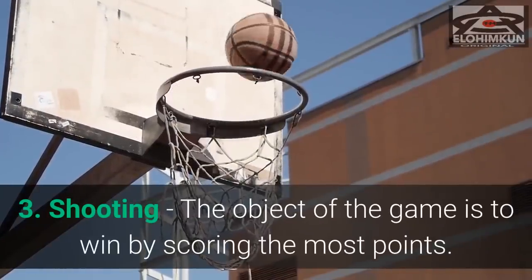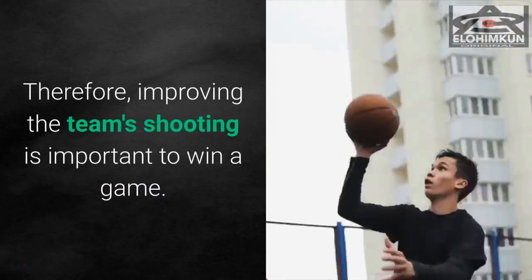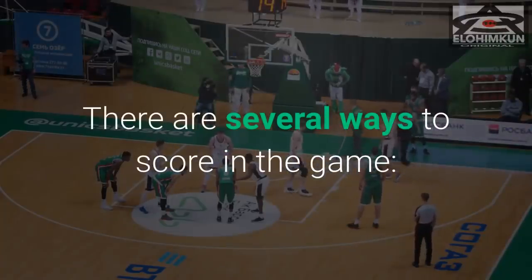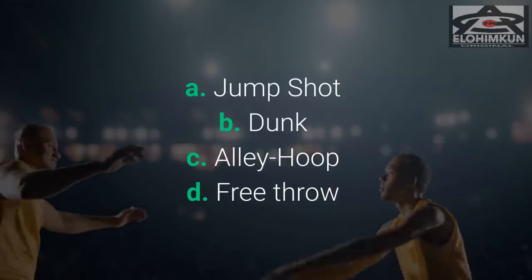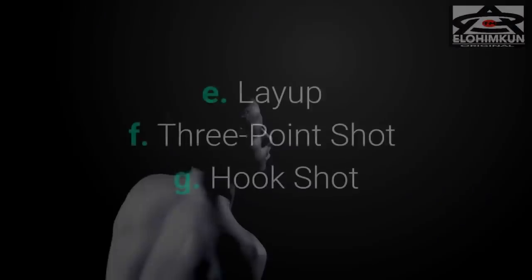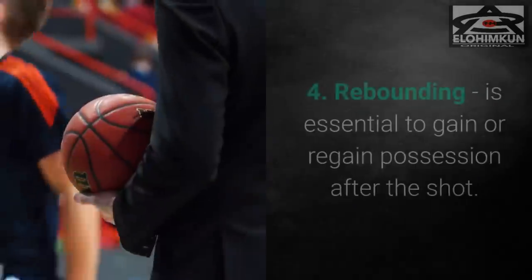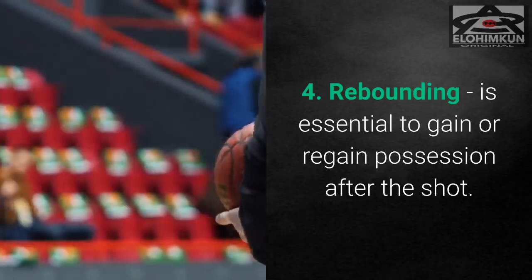3. Shooting. The object of the game is to win by scoring the most points. Therefore, improving the team's shooting is important to win a game. There are several ways to score in the game. A. Jump shot. B. Dunk. C. Alley-oop. D. Free throw. E. Layup. F. Three-point shot. G. Hook shot.